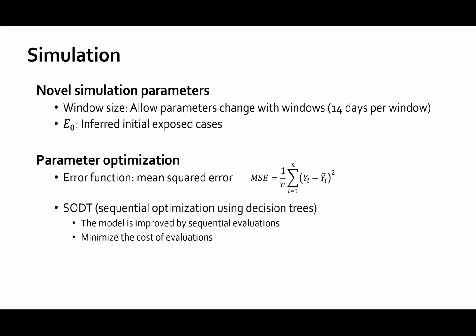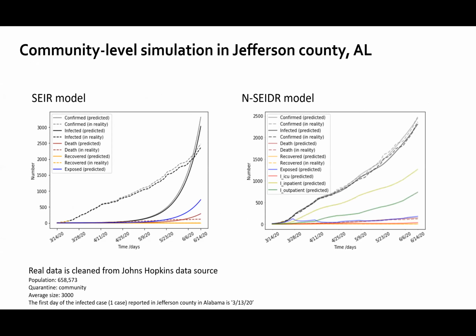And this decision tree helps to minimize the cost of the evaluation. In the result, we have simulated a case in Jefferson County. We use the community as a quarantine level, and every side of the community is 3,000. The first day of the infected case reported in Jefferson County, Alabama, is on March 13th.